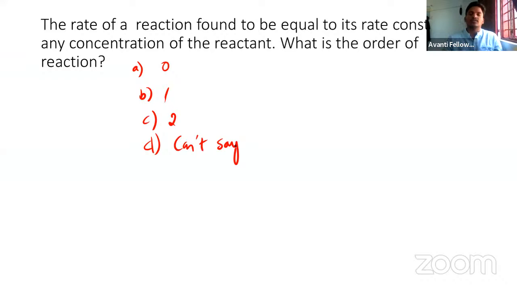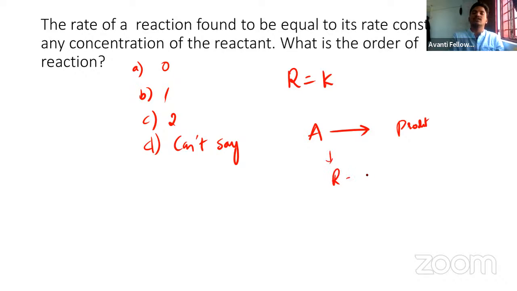So simply what it is saying is, suppose I'm writing the rate constant, R is equal to K. Let's suppose A is becoming products. Clear? In case you want to write the rate law of this one, R is equal to K into A to the power of X. So what it is exactly saying is that the rate of a reaction is found to be equal to the rate constant. This is my rate constant, so my R is equal to K.